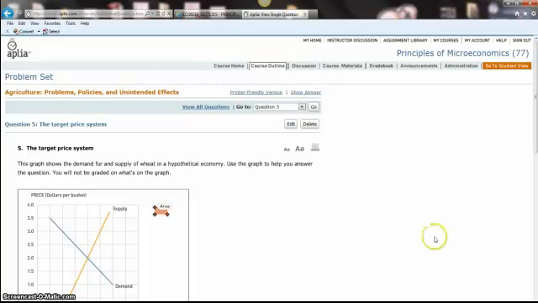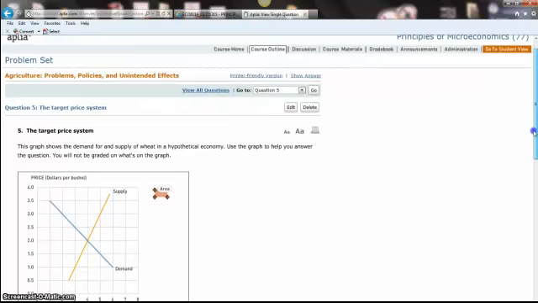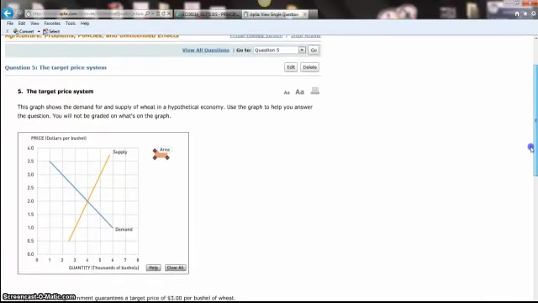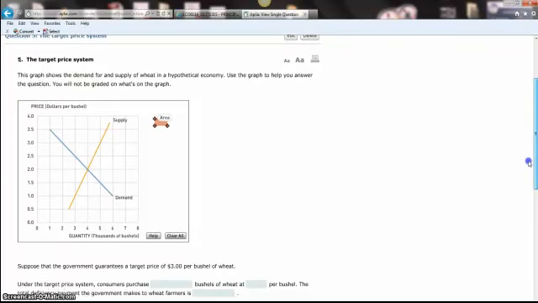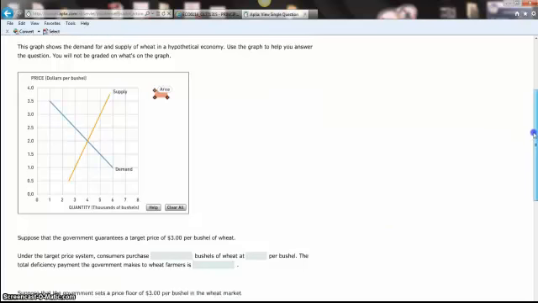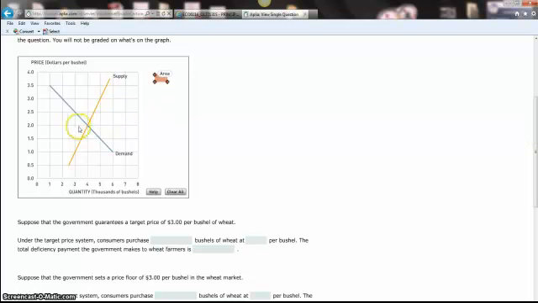In question number 5, we're looking at what is called the target price system. This is a little bit different way of trying to achieve a higher price for the supplier without actually passing a law like a price floor that's going to create shortages, or I'm sorry, surpluses in the market. Notice the way we're starting out this graph, we have an equilibrium of $2, and at $2 the corresponding quantity is going to be 4,000 bushels.